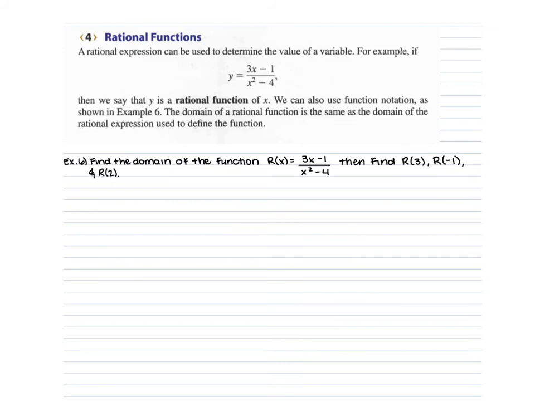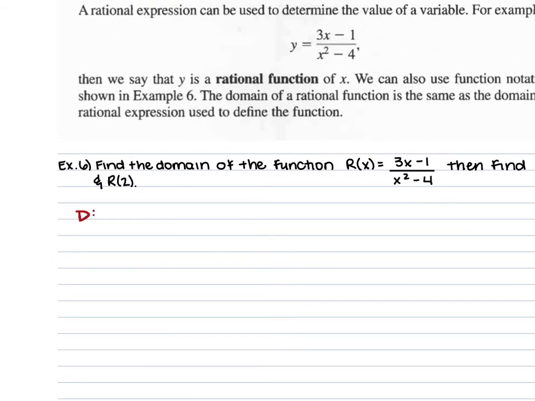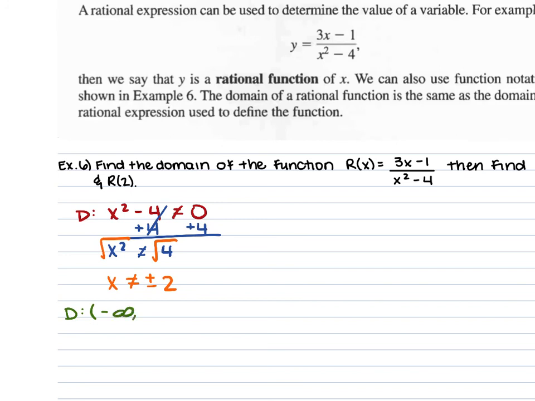To find the domain first, remember, take the denominator, set it to be not equal to 0. So to find the denominator, we're going to take x squared minus 4, set it to where it's not equal to 0. We're going to move that 4 over by adding it to each side. We get x squared cannot equal 4. We take the square root of both sides. And x cannot equal plus or minus 2. In interval notation, our domain is from negative infinity up to negative 2, with a union from negative 2 to positive 2, with a union of positive 2 to positive infinity.